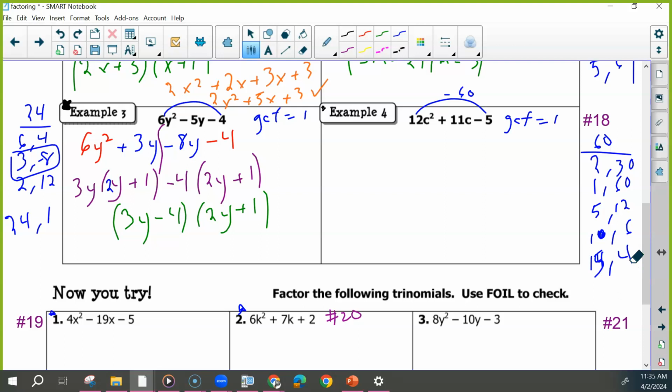Okay. So we have 1, 2. What about 3? 3 and 20. 4, 5, 6. No 7, no 8, no 9. So that works. And which of those would add or subtract to be 11? Correct. 15 minus 4. Yes.